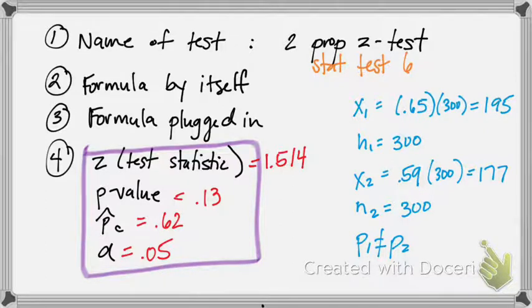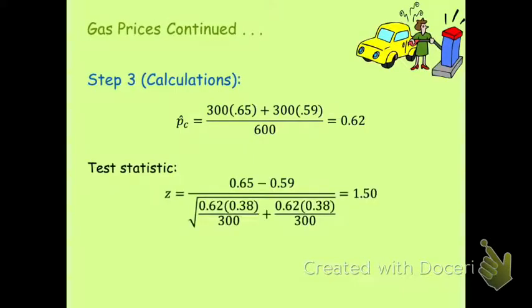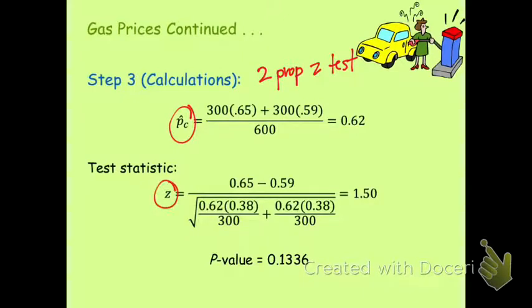So you don't need P hat 1, P hat 2. Well, you'll need it when you're plugging it into the P hat C formula. Okay, so this is what I want on your calculations. You're gonna put 2 prop Z test. You're gonna show your work for how you got P hat C. You're gonna show your work of how you got Z, the test statistic.